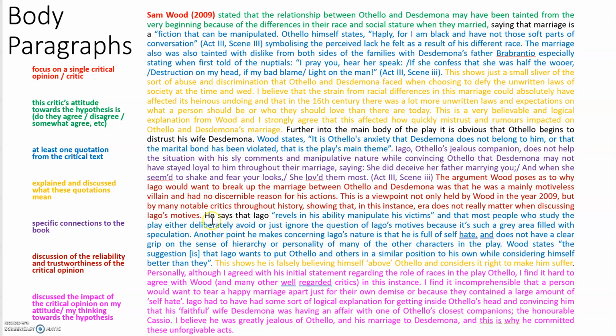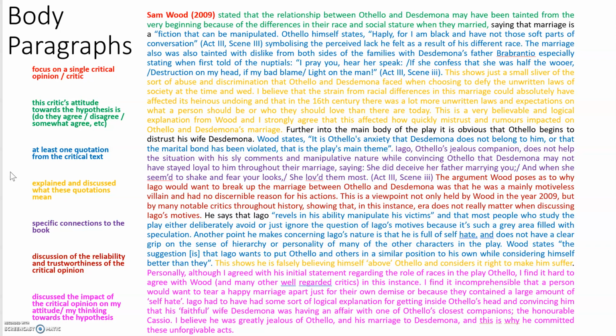And so again down here we've got Wood says that Iago revels in his ability to manipulate his victims, and goes on to explain this in more detail. Again, take the time to pause and have a look at that slide. In yellow, there's an explanation and discussion of what that quotation actually means. So you can't just dump the quote there and hope that the marker is going to read it and see what you have seen.